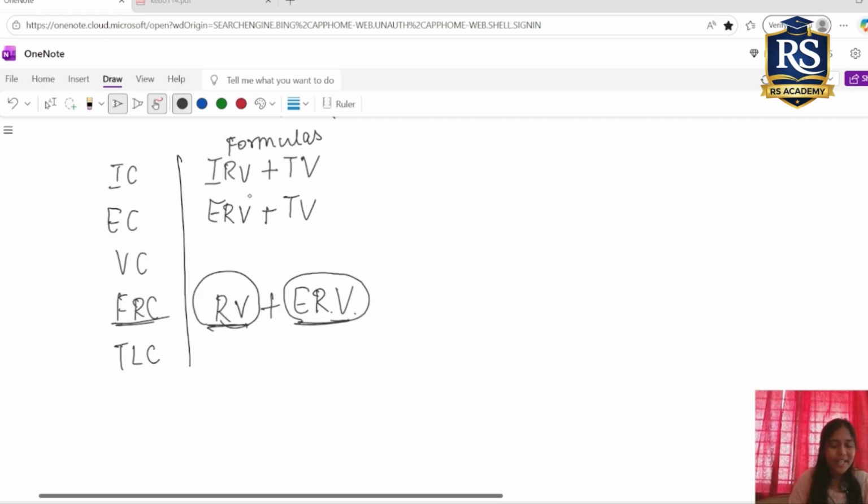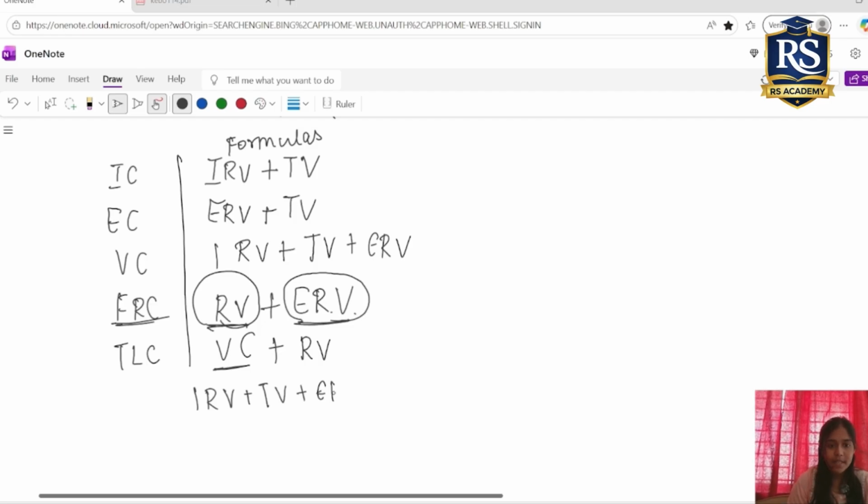And then let's move to vital capacity. Vital capacity involves a maximum amount of air a person can breathe in after forced expiration. So he is breathing in after the forced expiration. What are all the things that are involved in the vital capacity? Inspiratory reserve volume along with the tidal volume and along with the expiratory reserve volume, right? And what makes total lung capacity? Vital capacity along with the residual volume, right?